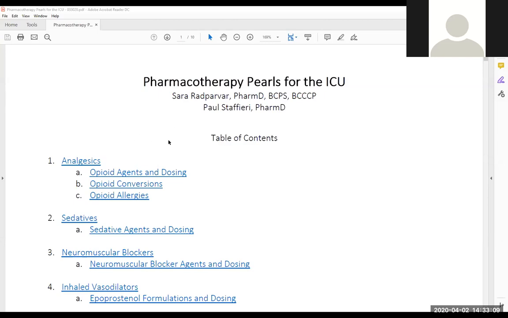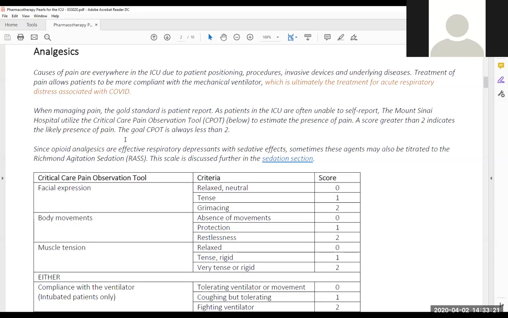So just to reiterate, this is going to be a very brief overview, and then we'll go over some cases. And in the coming weeks, we'll probably have further sessions to talk about other drugs you might be seeing. To begin with, the most critical thing for most of these ICU patients is pain management.